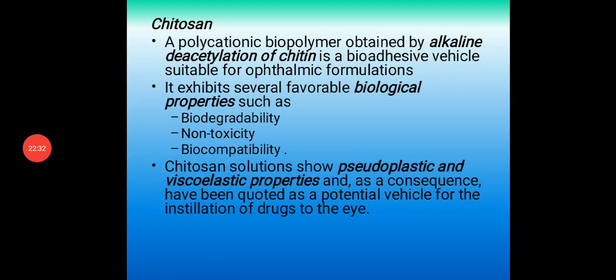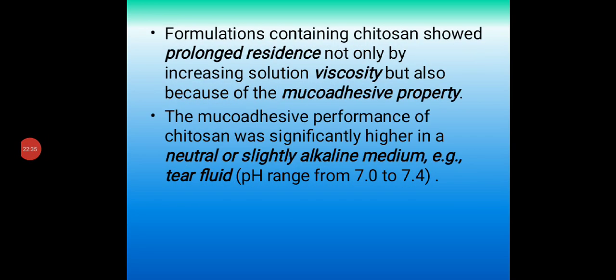Because of these pseudoplastic and viscoelastic properties, it is selected as one of the main polymers for delivery systems. Formulations containing chitosan show a prolonged residence time by increasing the viscosity and the mucoadhesive property. Like other polymers, chitosan also functions by increasing the viscosity and the mucoadhesive property. And chitosan is highly active in a neutral or slightly alkaline medium, especially in the tear medium.